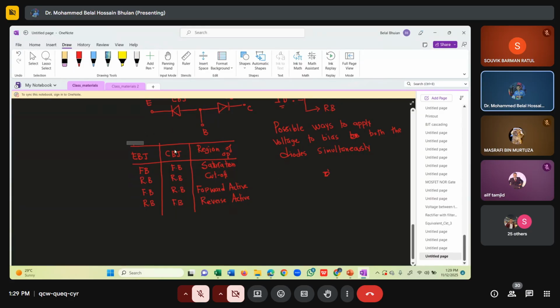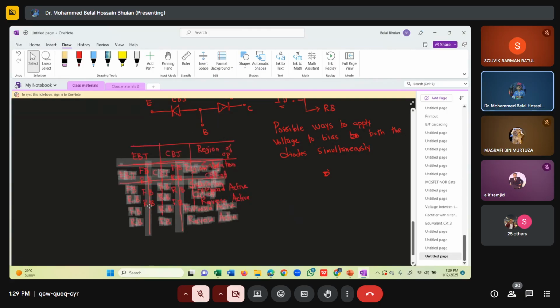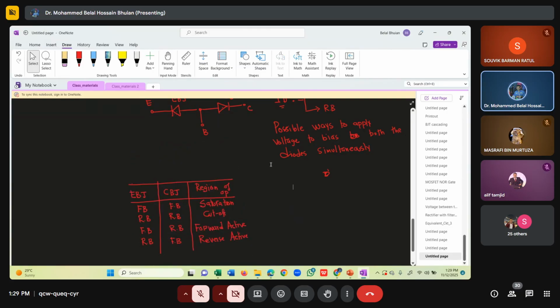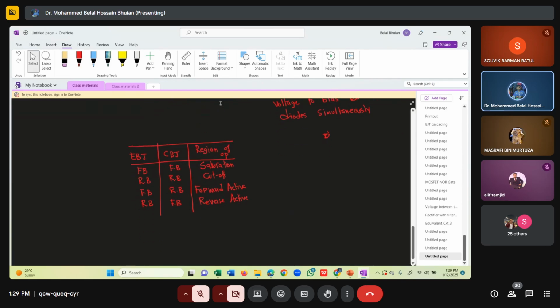Now notice this has a similarity. It is not the first time that we are observing it. We have already seen it for the MOSFET. So what is the corresponding region? The saturation region in BJT is equivalent to the triode region in MOSFET.